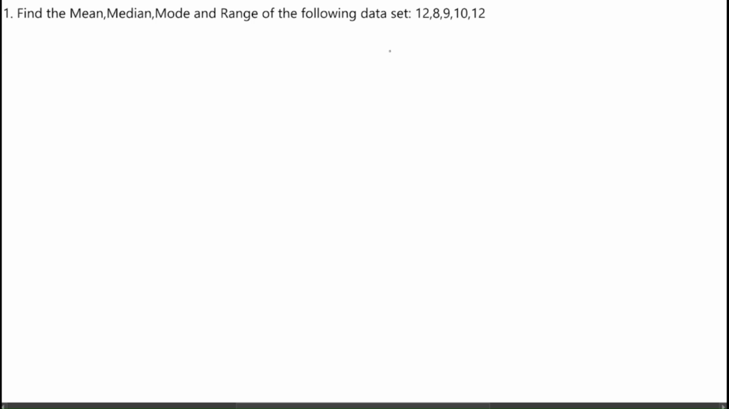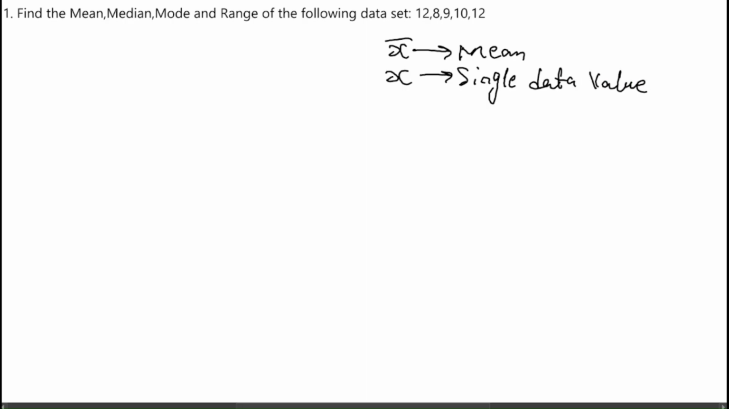Let's start with this question, but before we solve, there are symbols you need to be very familiar with. One of these symbols is X and the bar at the top. X bar represents mean. X represents single data value. What this means is, for example, in this question, there are some data values given which are 12, 8, 9, 10, and 12. It means you can represent each of these data values by X.